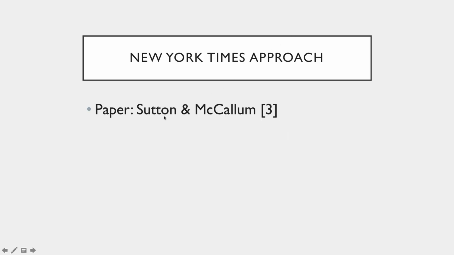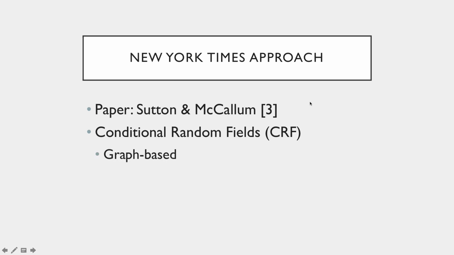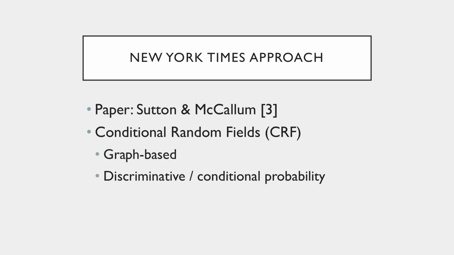So what they did was look at a paper by Sutton and McCallum, and that's the main thing I based most of this presentation off of, that introduced a model called conditional random fields, or CRFs. CRFs are a graph-based model. You're navigating through paths in a graph to find the most likely sequence, and it yields a conditional probability. That's important. Conditional probability deals with whether a sequence Y is output given an input X, rather than the likelihood of X and Y occurring. That's more of a joint probability.